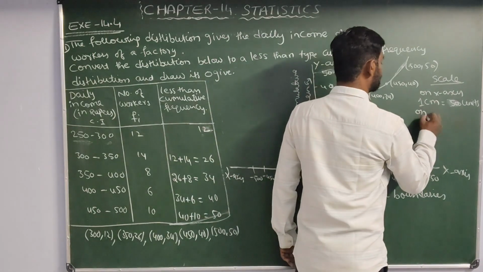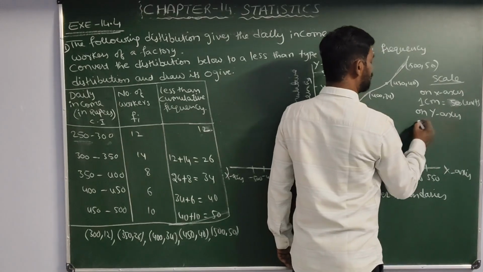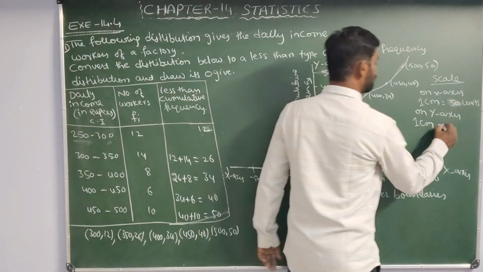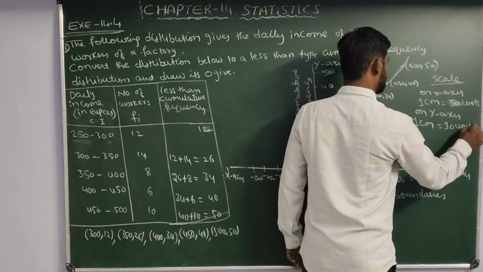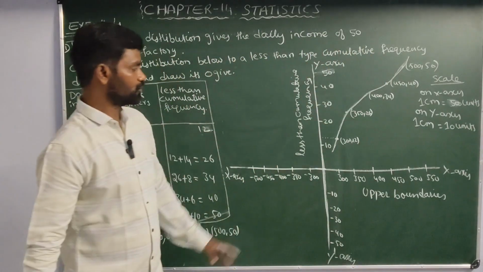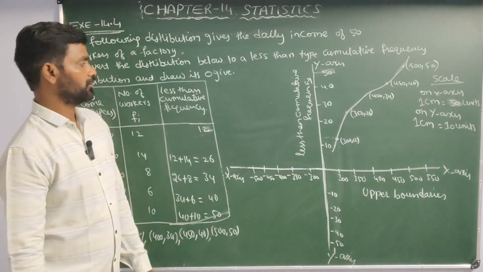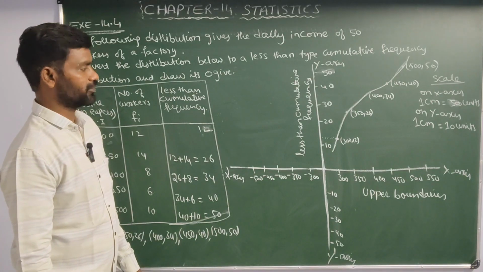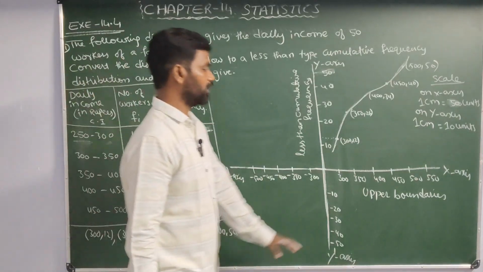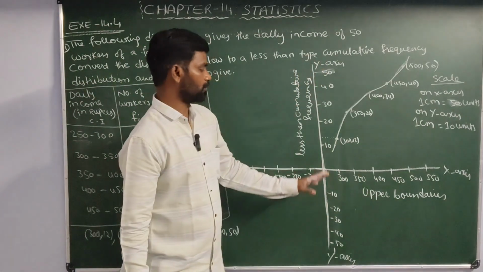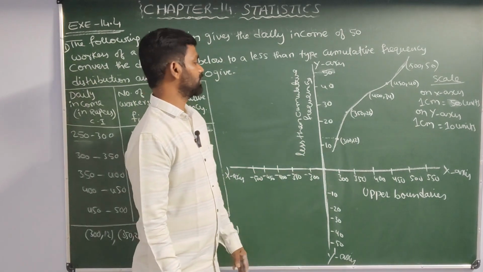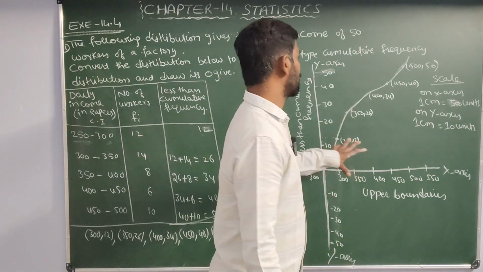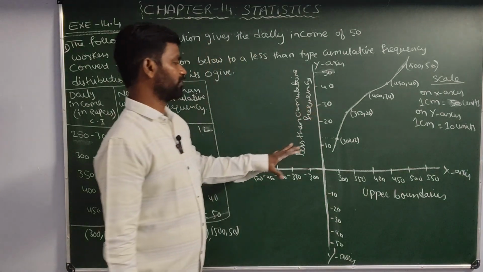On the y-axis, 1 centimeter is equal to 10 units. So this is the scale which we used in this graph. On the x-axis, 1 centimeter is equal to 50 units. On the y-axis, 1 centimeter is equal to 10 units. On the x-axis we used upper boundaries, and on the y-axis we used less than cumulative frequencies. So this is a representation of the less than type cumulative frequency.